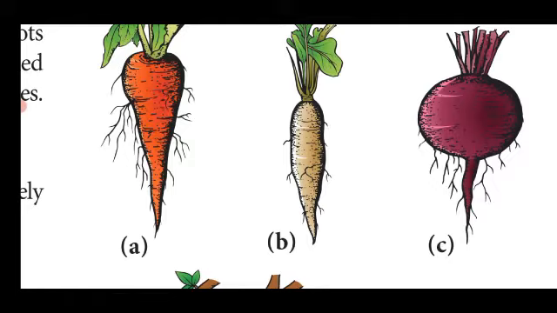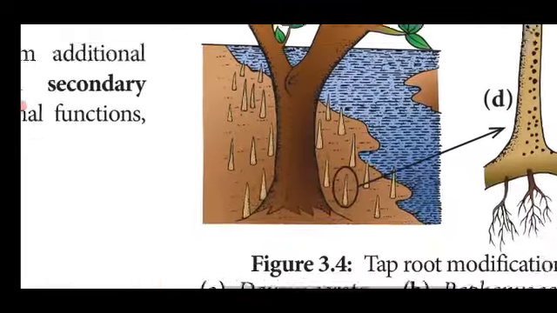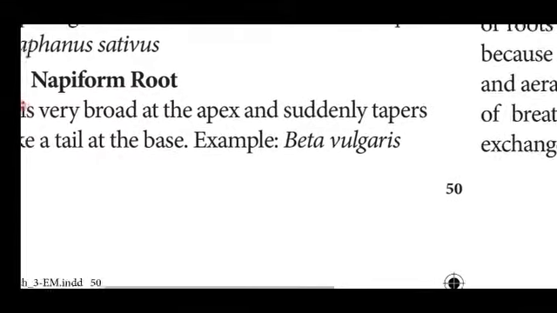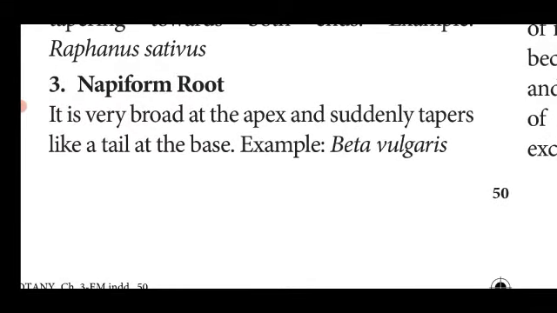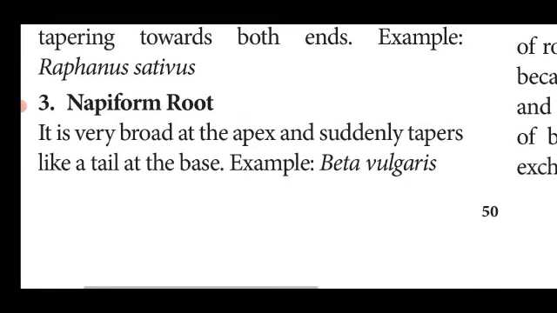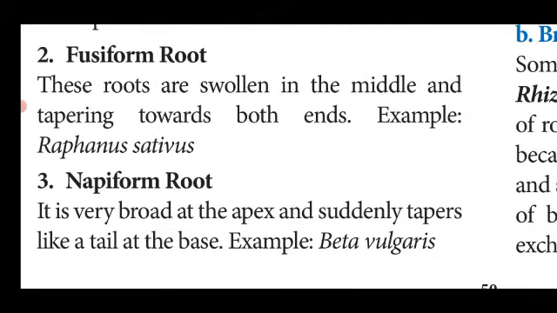And the next type is napiform. In napiform, it is a top-like arrangement. It is very broad at the upper part and very thin, like a thread-shaped structure, in the lower part. It is called napiform. Example for napiform is a beetroot. It is broad at the apex and suddenly tapers like a tail at the base. Example, Beta vulgaris, the binomial of beetroot. And in fusiform, it is swollen in the middle and tapers towards both ends. Example is Raphanus sativus, the radish.